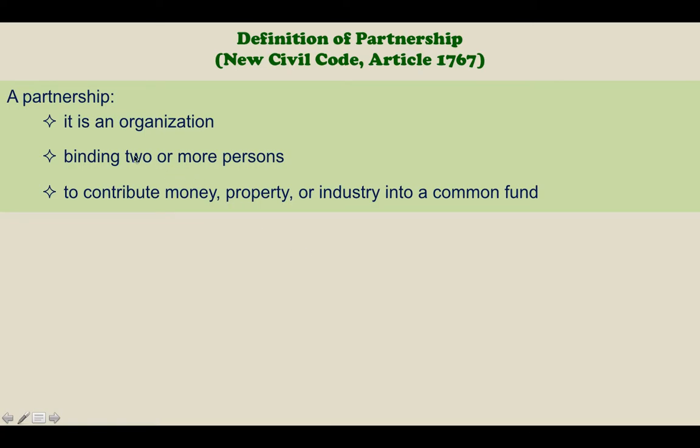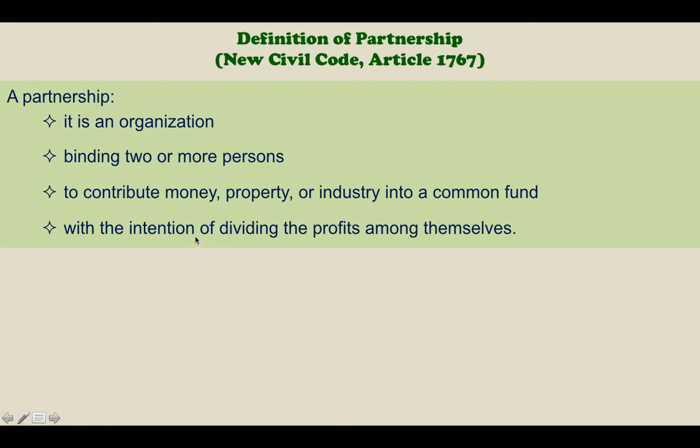So these two or more persons are willing to contribute money, property, or industry in the partnership. The partnership is established with the intention of generating profits and then dividing the profits among themselves. Take note of this, class, that the partnership is established with the intention of generating profits and dividing the profits among the owners who are called partners. So there is no business partnership if there is no intention to generate profit. Kung walang intention na mag-profit, it is not a business partnership.